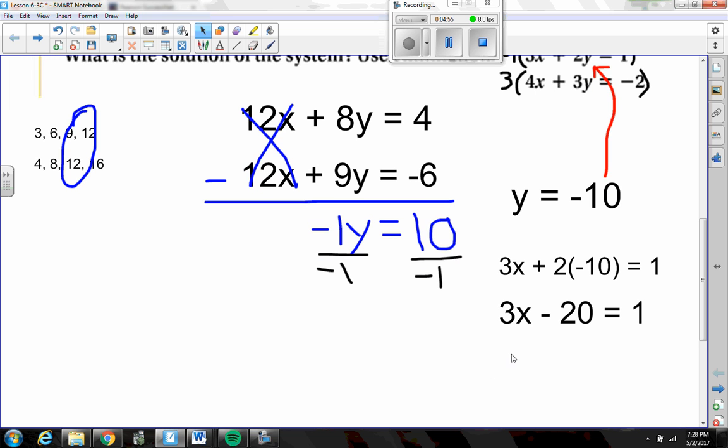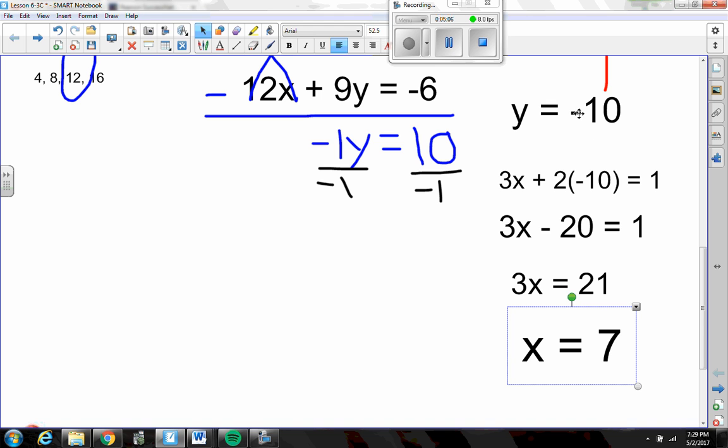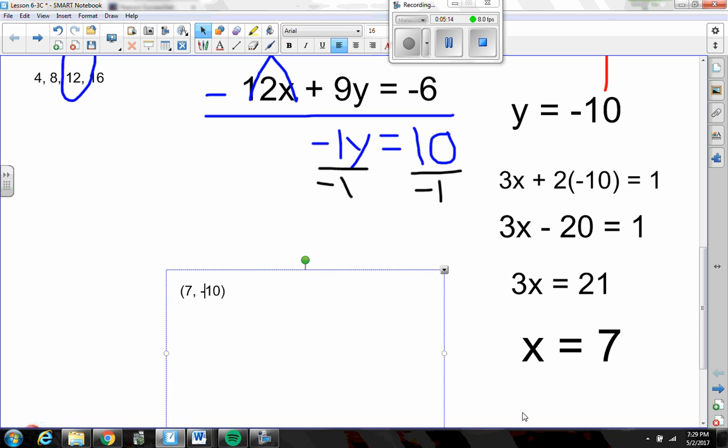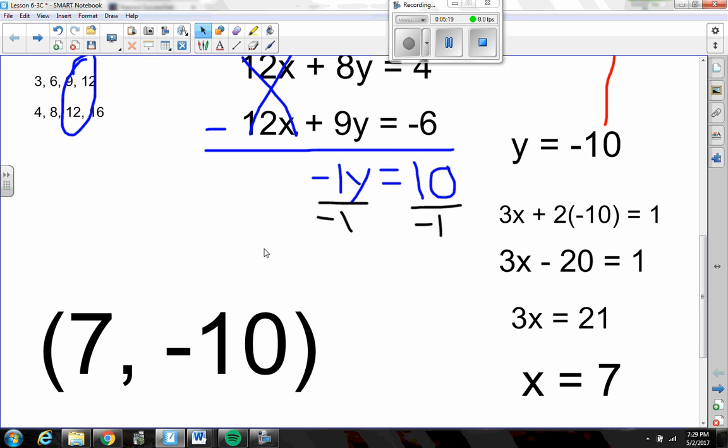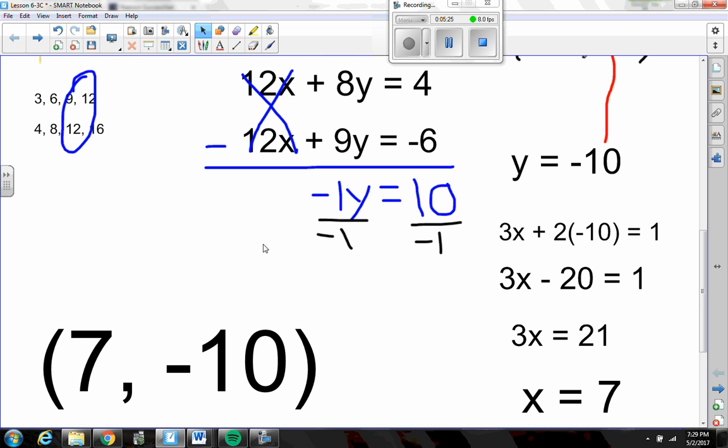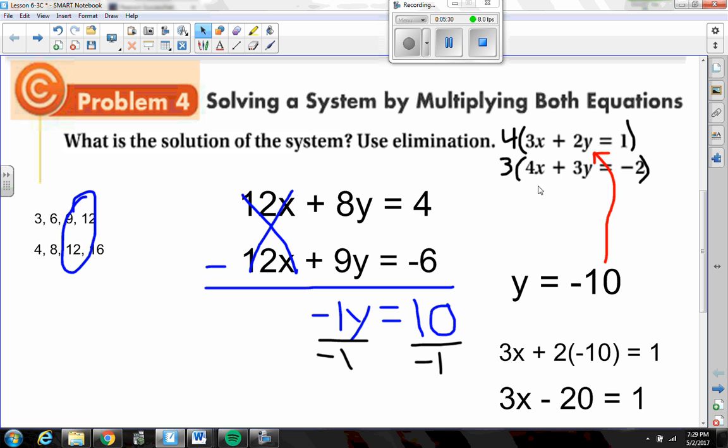That's something we can solve pretty quickly for x. We get 3x equals 21, and therefore x equals 7. So I have x equals 7, I have y equals negative 10, and I'm ready to write my coordinate point, 7, negative 10. That's my final answer for this system of equations. Now, remember, it took multiplying both of those equations by something to make elimination possible. So in this video, like I said, we need to multiply both equations by a number to make one of our variables the same so that it can be eliminated.